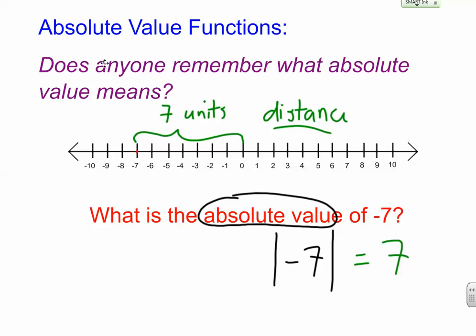And then we started class today just refreshing our minds about what absolute value means. Absolute value means the distance a number is from zero. And that's the reason why the absolute value of any number is positive. It's not the same as opposite. Opposite means if you're positive, you become negative. If you're negative, you become positive. Absolute value is a distance, and distances are always positive. So the absolute value of a positive 7 is 7. The absolute value of a negative 7 is 7. It's just the distance from 0.